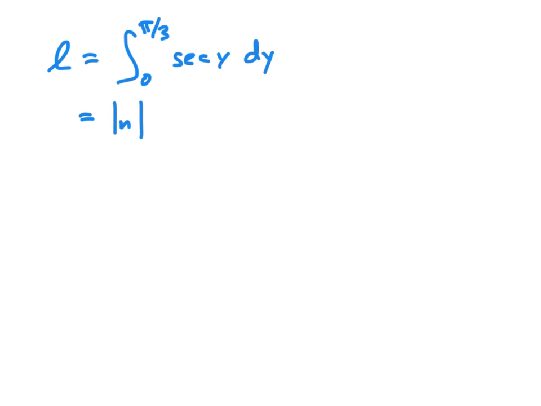So now that we have that particular integrand, we're going to find our arc length by integrating from 0 to pi over 3 the integral we care about, of the secant function, secant y dy. Recall that we know an antiderivative for secant of y. It's going to be the natural log of the absolute value of secant y plus tangent y. And we're going to evaluate that expression from 0 to pi over 3.